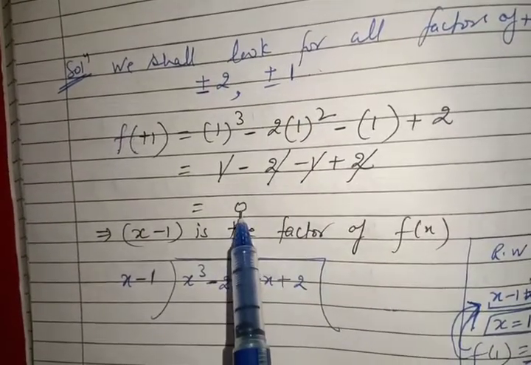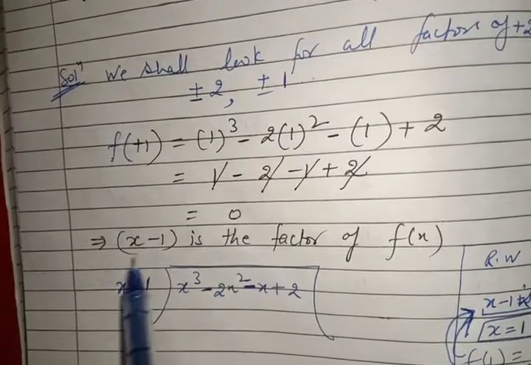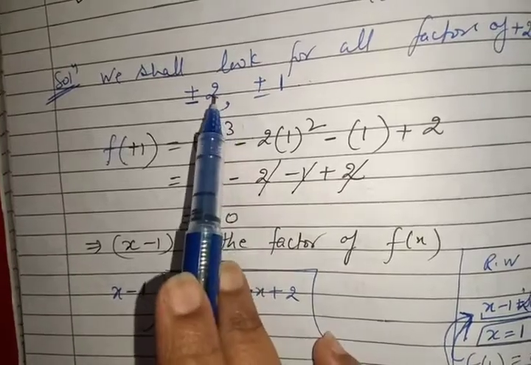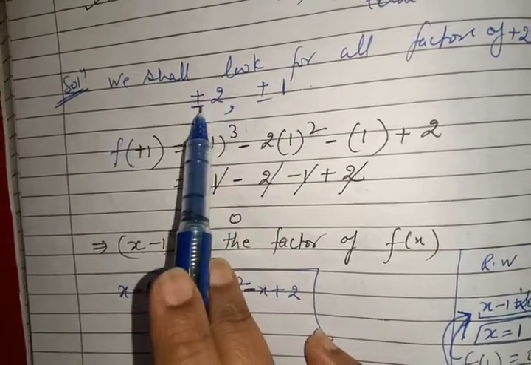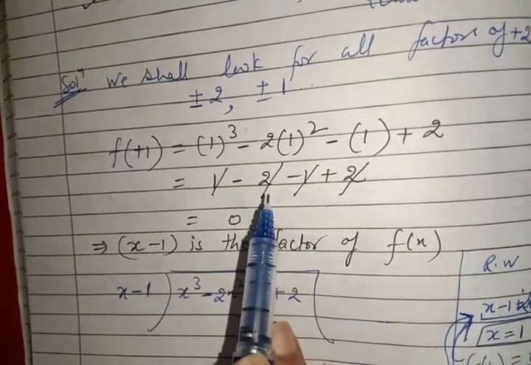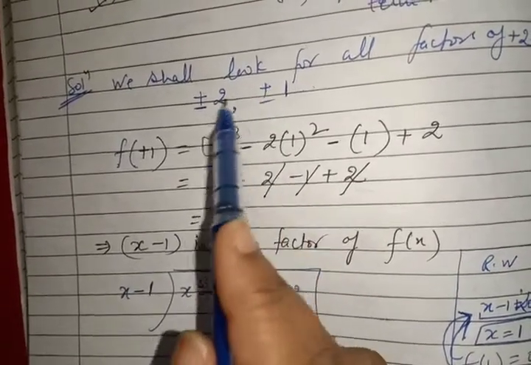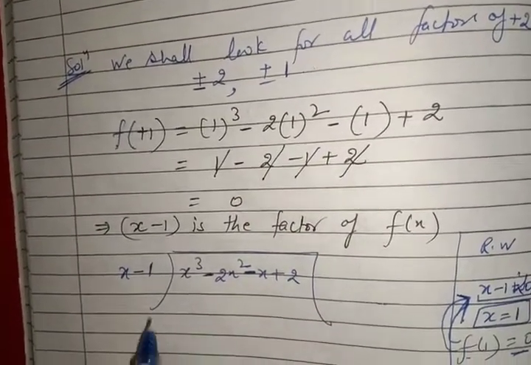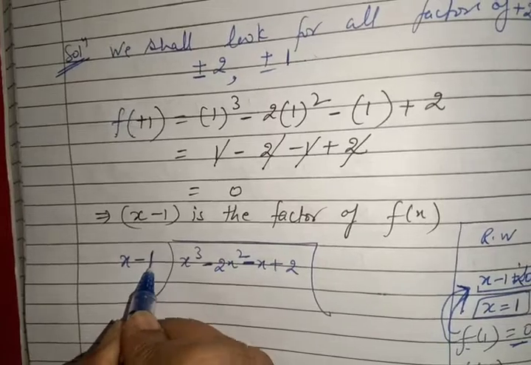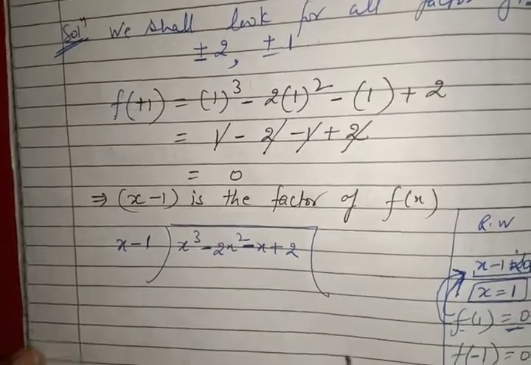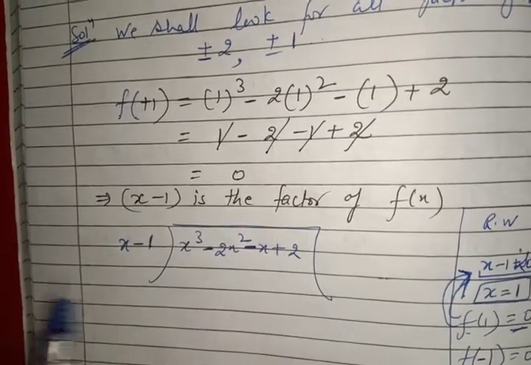If you get 0 in the very first step, then you can start from there. Suppose you don't get 0 at 2 or minus 2, then you will leave that answer and again check for the other number. I hope this is clear to you. Then we will divide this by x minus 1. So how can we divide this by x minus 1?